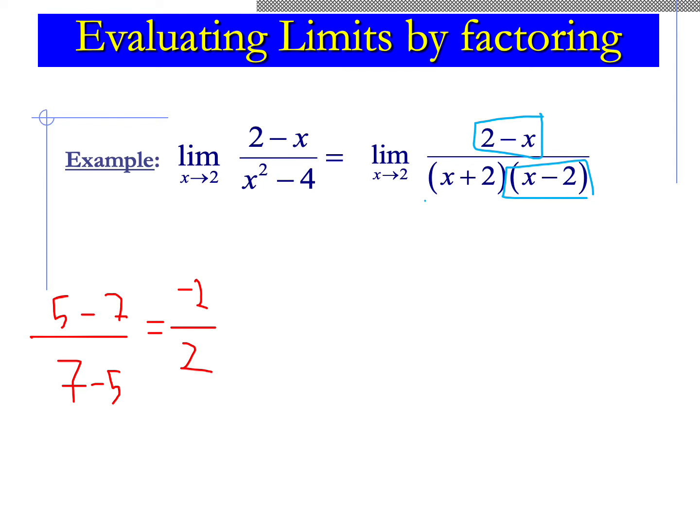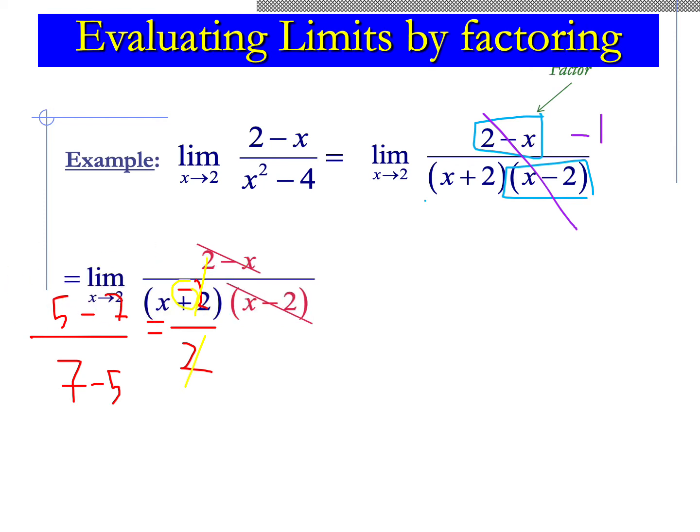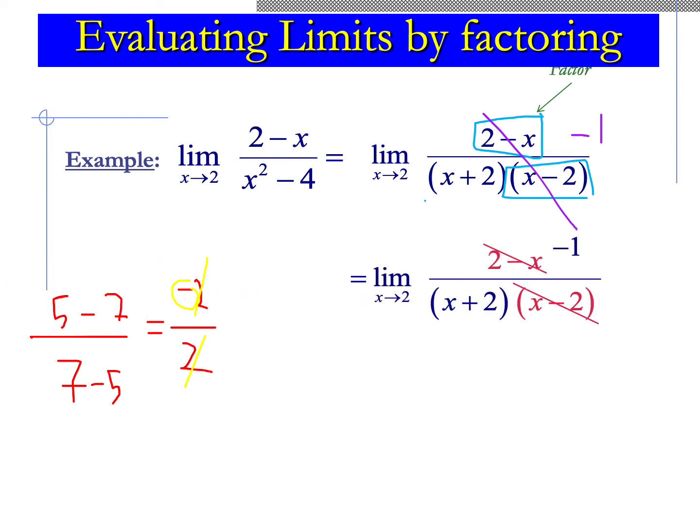I need to cancel them, but I keep the minus, or we can say take a minus 1 as a common factor. So when you cancel them, we put minus 1 here. So this is the trick here. We take minus 1 out so we can cancel. Then the new limit will be minus 1 over x plus 2. And replace, now we get the answer.